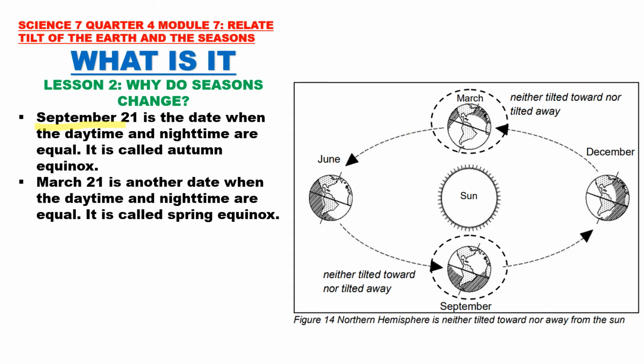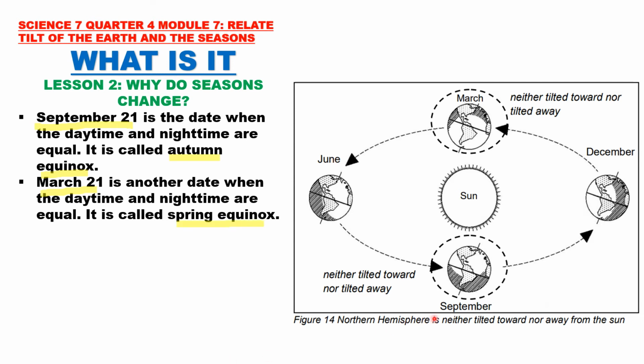September 21 is the date when the daytime and nighttime are equal. It is called autumn equinox. March 21 is another date when the daytime and nighttime are equal. It is called spring equinox.